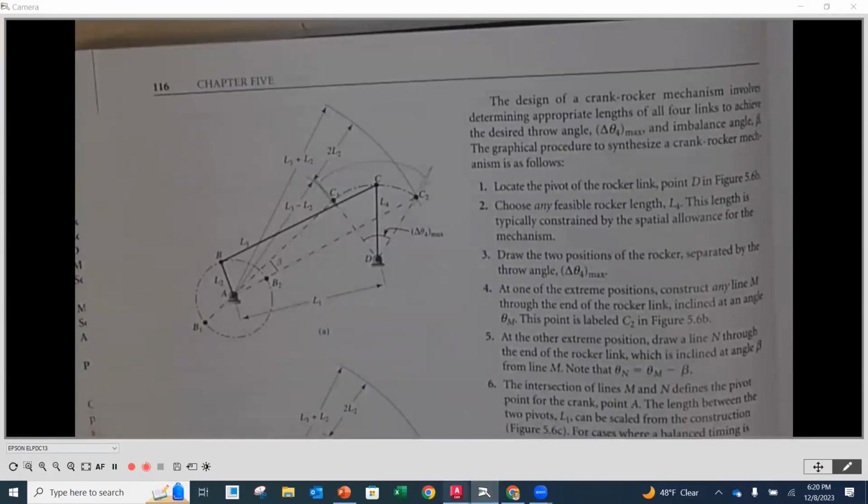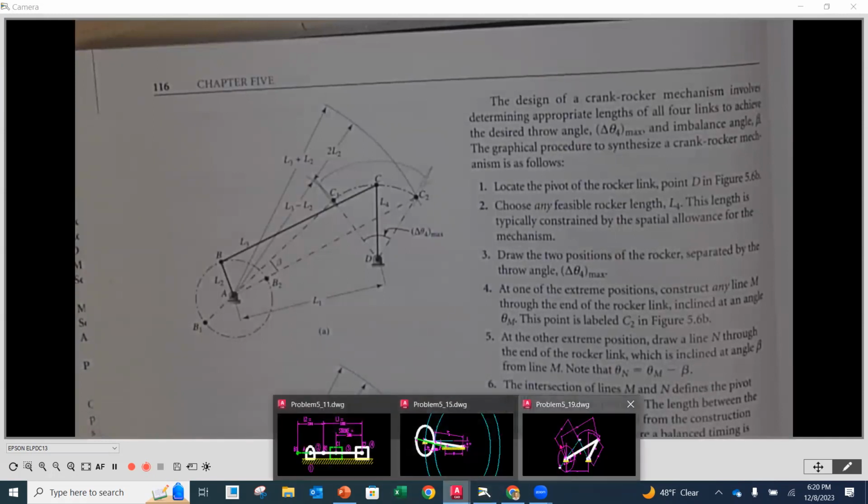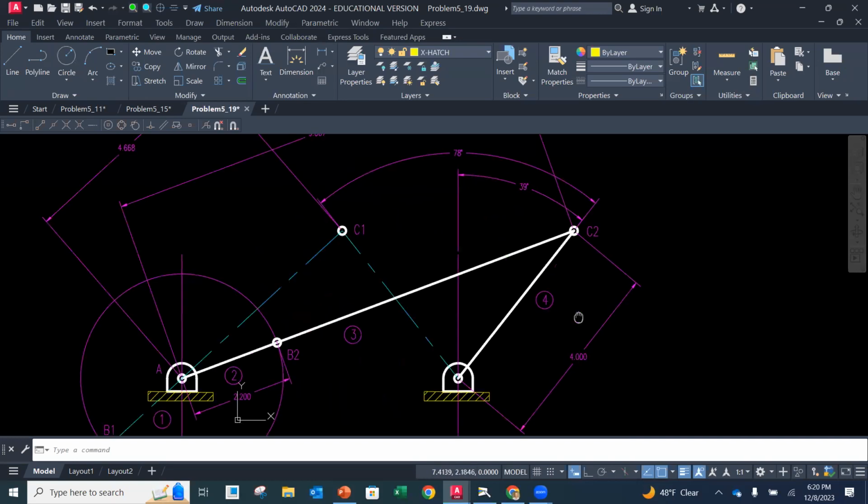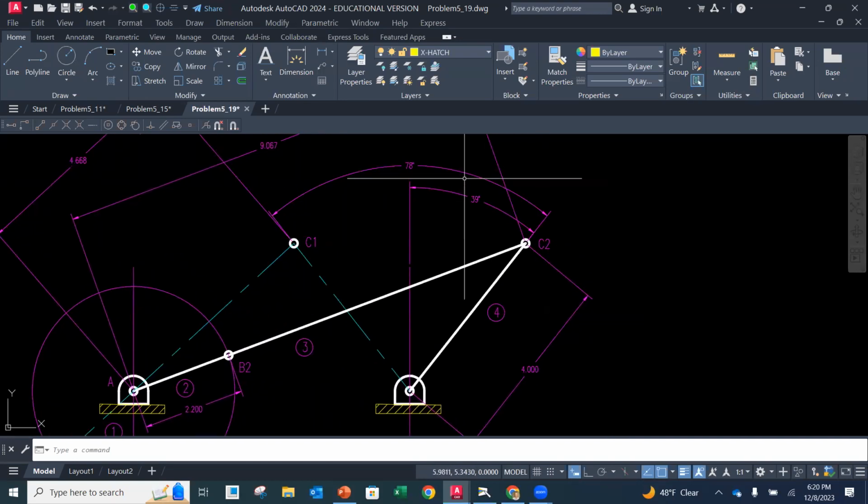So if I go back to my AutoCAD here, when we set this one up, where you start is going to be on your throw angle. So the 78 degrees, going straight up and then dividing that by 2. So 39 in one direction, 39 in the other. Okay. And once you position that, now you need to determine the length of link number 4. So how long is link number 4 going to be?